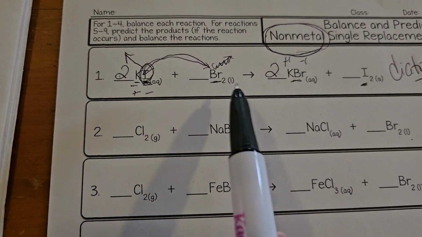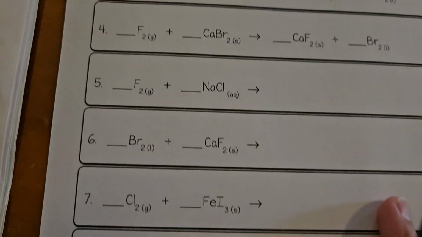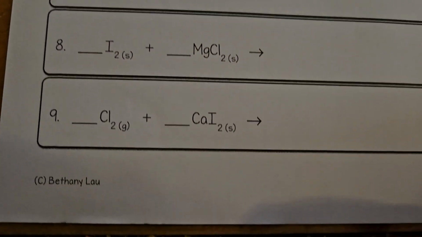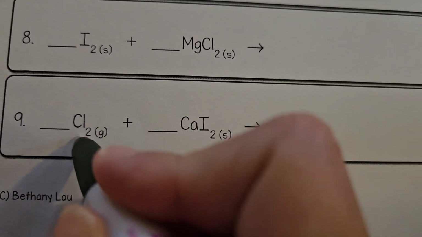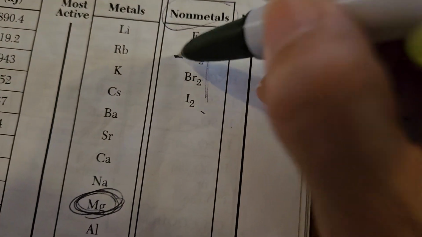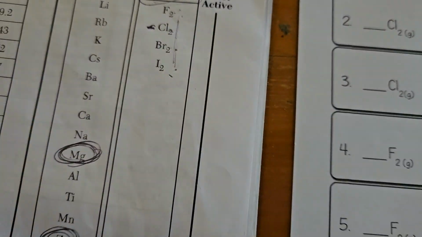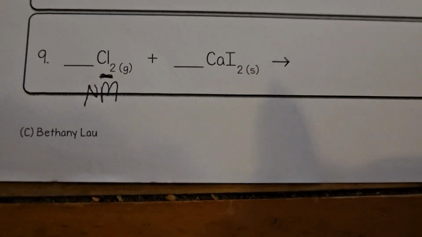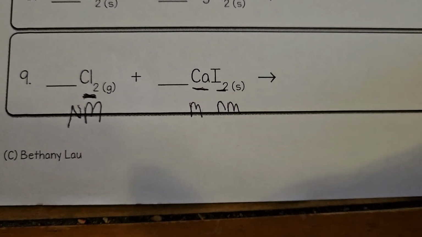You're going to basically be looking to see if it's a reaction that takes place and balance it. Then when we get down toward the bottom part, so we'll just skip all the way to the bottom and we'll do the top and the bottom. So we have chlorine, which we know is a non-metal. Chlorine is up here, so it can replace bromine, it can replace iodine. It can't replace fluorine. So if we go down here, this is our metal, this is our non-metal.